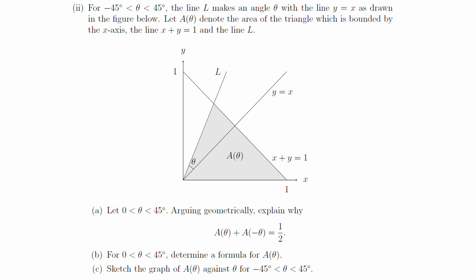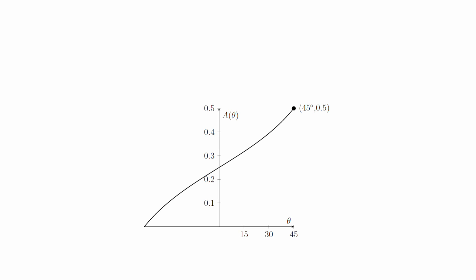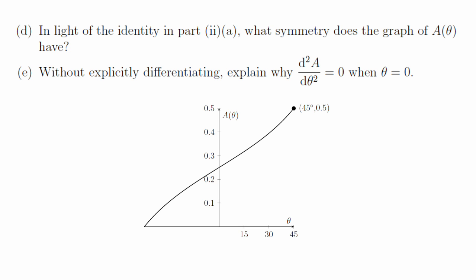So adding them together, we get the isosceles right-angled triangle with short side 1 and area 1/2. Part 2b, write that area as the sum of two triangles, add their areas together to get (1 plus tan theta) all over 4. Part c, my sketch looks like this. Part d, this has rotational symmetry of order 2 about the point (0, 1/4).